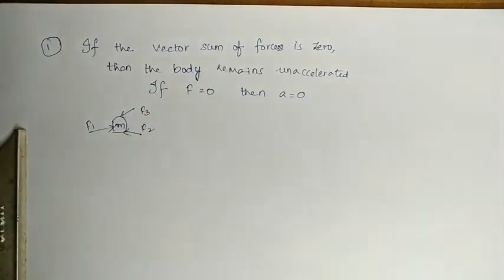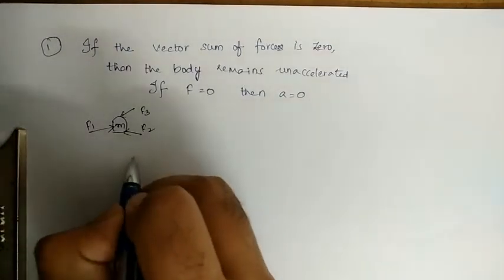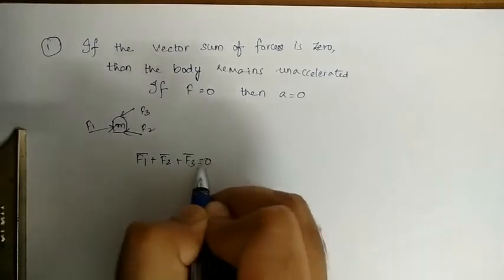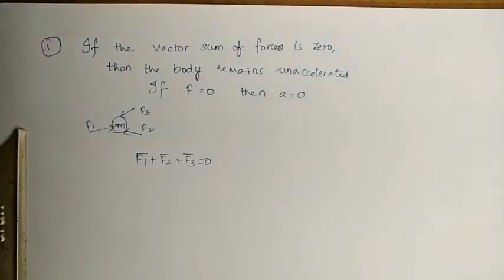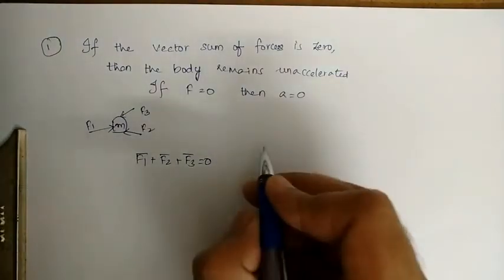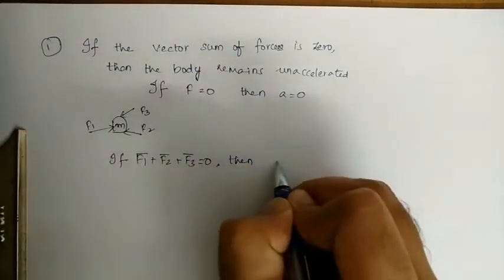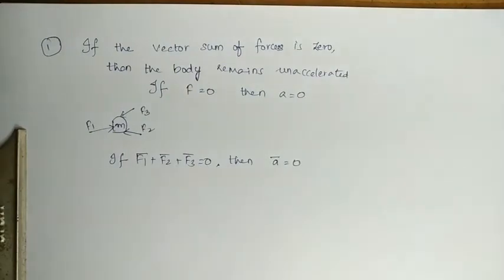So when I have a mass m, let's assume in this situation it is acted upon by three forces, F1, F2 and F3, and their directions are also mentioned. Now let's say the vector sum of the forces acting on this body is equal to 0. Then I can say the acceleration of the body is 0. We'll try to understand what is meant by acceleration being 0.